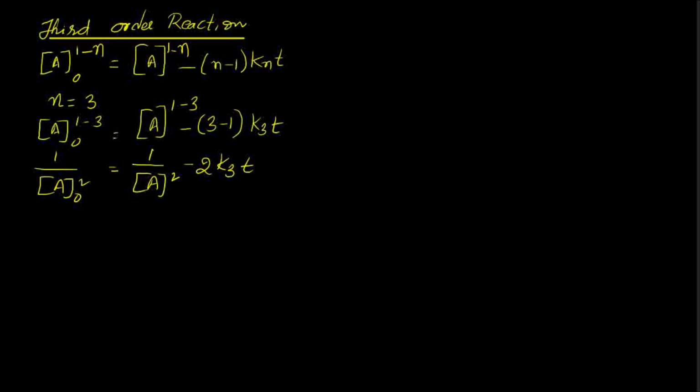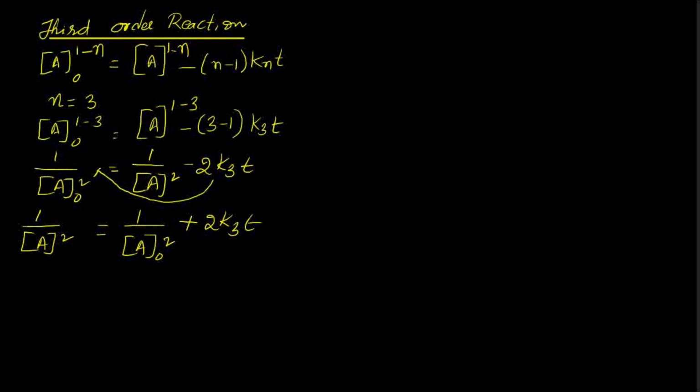Then minus 2K3T comes to this side, and 1 by A power 2 equals to 1 by A naught power 2. So that is minus, so here plus 2K3T. So this relation is in the form of y, this is the c, and this is the mx.